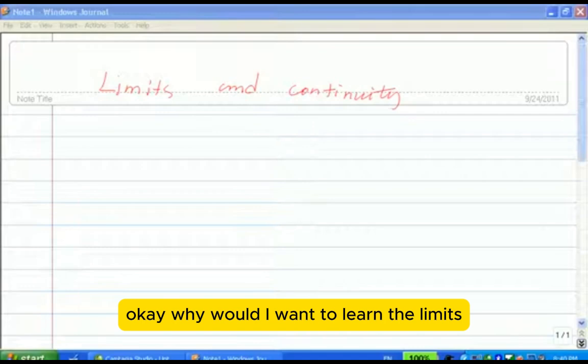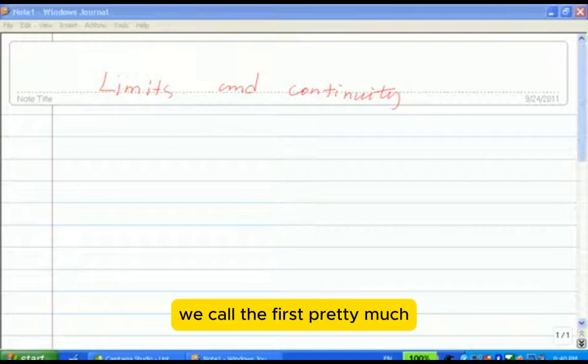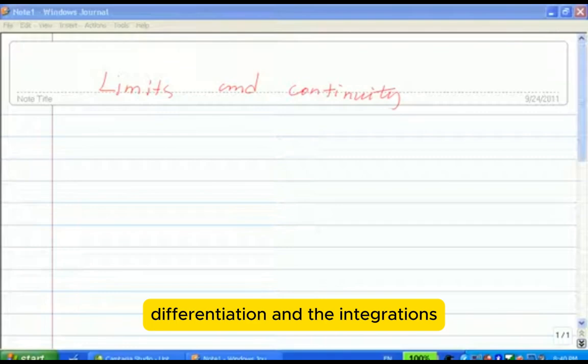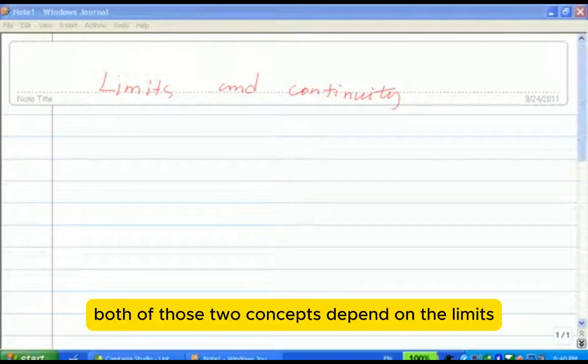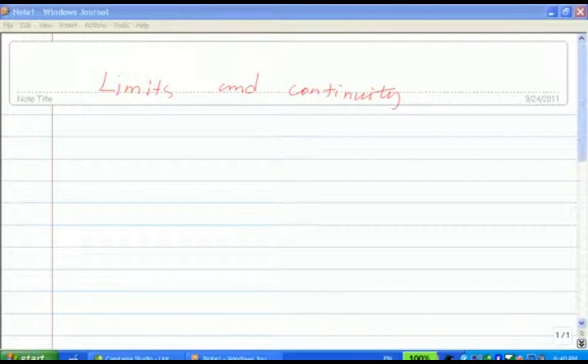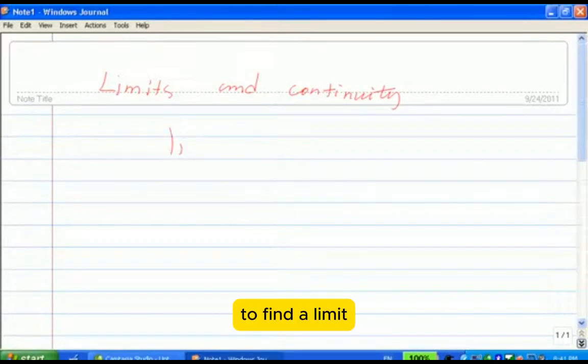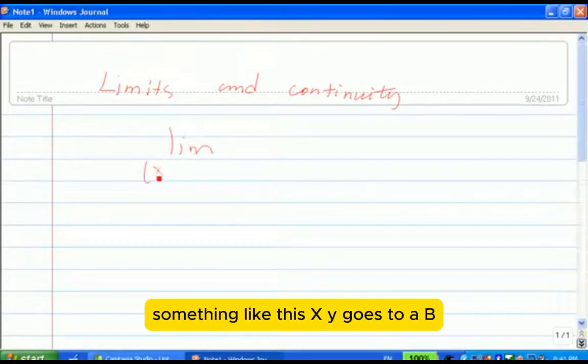Why do we want to learn limits? Recall that pretty much the first topic you learn in calculus is limits, because calculus is about differentiation and integration, and both of those concepts depend on limits. Now, what we want to learn here is how to find a limit like this.